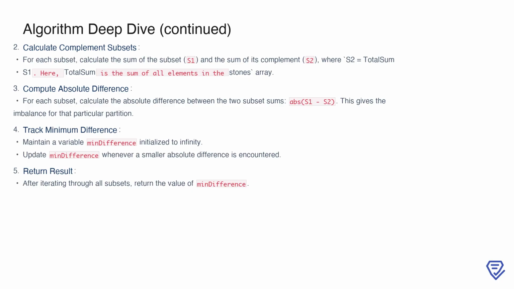Here, total sum is simply the sum of all elements in the array. After determining the sums of both subsets, we compute the absolute difference between them, represented as abs(S1, S2). This difference tells us how imbalanced the current partition is. To find the optimal solution, we maintain a variable min difference initialized to infinity. As we iterate through the subsets, we continuously update min difference if we find a smaller absolute difference. Finally, after evaluating all subsets, the value of min difference is returned as the result, representing the smallest possible difference.